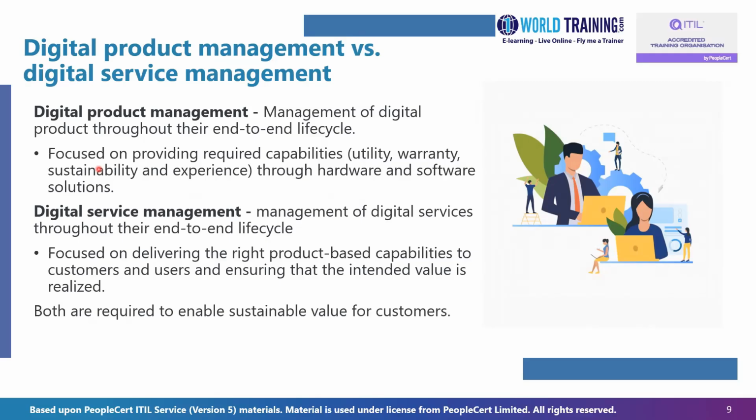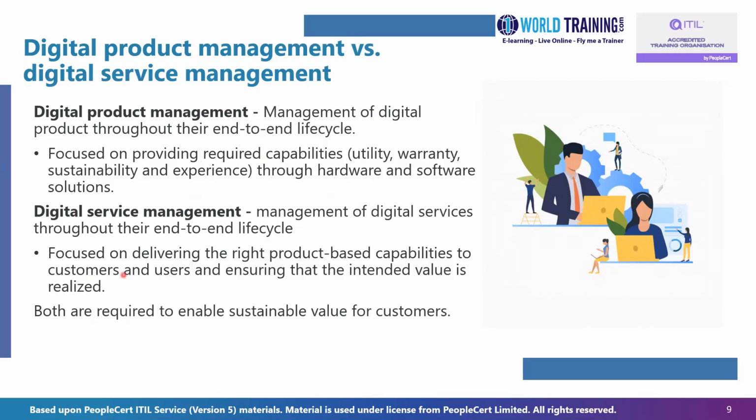And digital service management. This is about managing digital services throughout their end-to-end life cycle with their 8 life cycle activities. So this is focused on delivering the right product-based capabilities to customers and users and ensuring that the intended value is realized. So on one hand, the product management provides required capabilities through hardware and software solutions, whereas digital service management delivers those capabilities of the product to ensure that the intended value is realized. So both are required to enable sustainable value for customers.